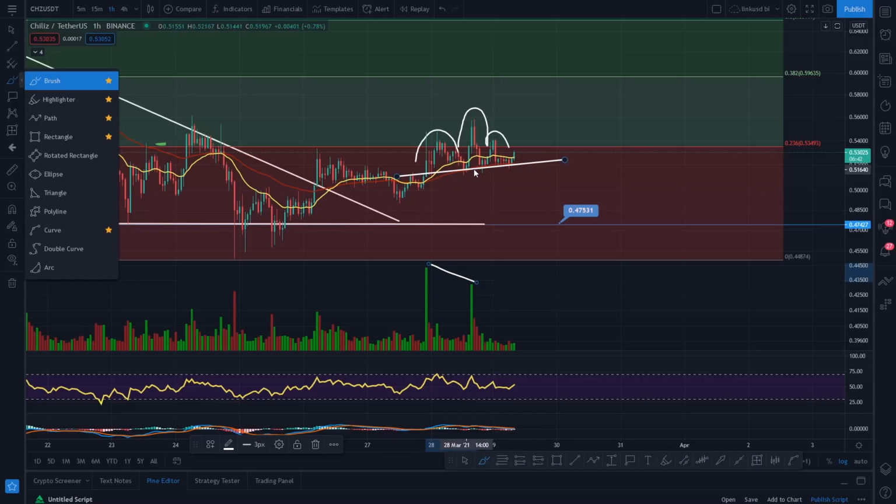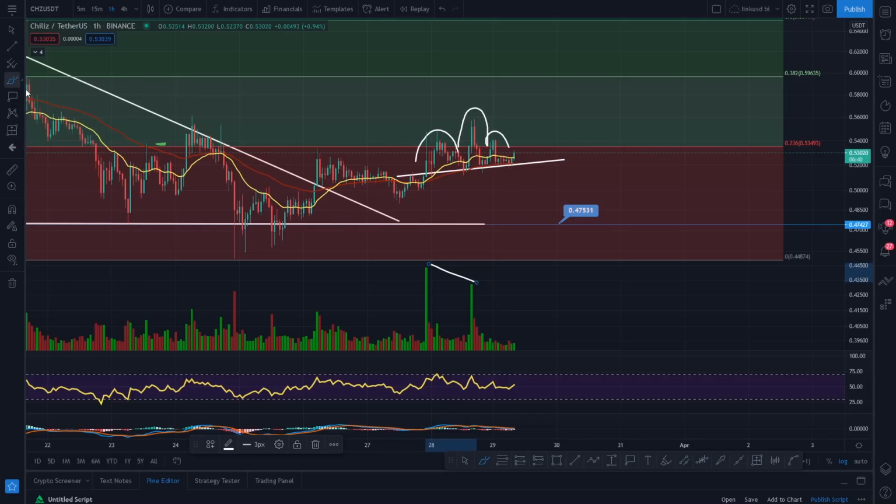This neckline needs to hold support, because if it was to lose support, there are two scenarios which I'll tell you about. If it lost support and you see that fall down, then you have a breakdown target, and that breakdown target from a head and shoulders pattern is from the top of the head to the neckline of the head and shoulders.